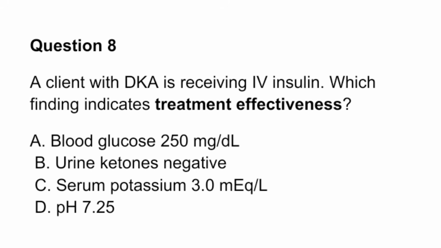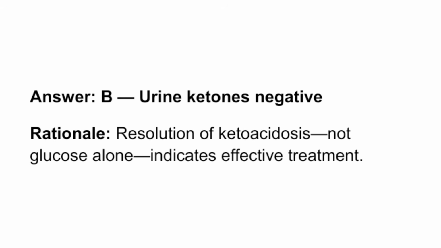C. Serum potassium 3.0 milliequivalents per liter. D. pH 7.25. Answer: B. Urine ketones negative. Rationale: resolution of ketoacidosis, not glucose alone, indicates effective treatment.